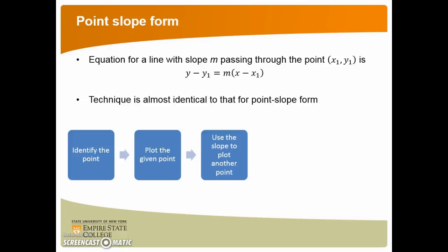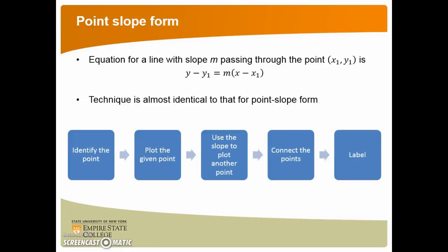We use the same method for moving up or down and left or right depending on whether the slope is positive or negative as before. Connect the points and label the graph. Let's see some examples.